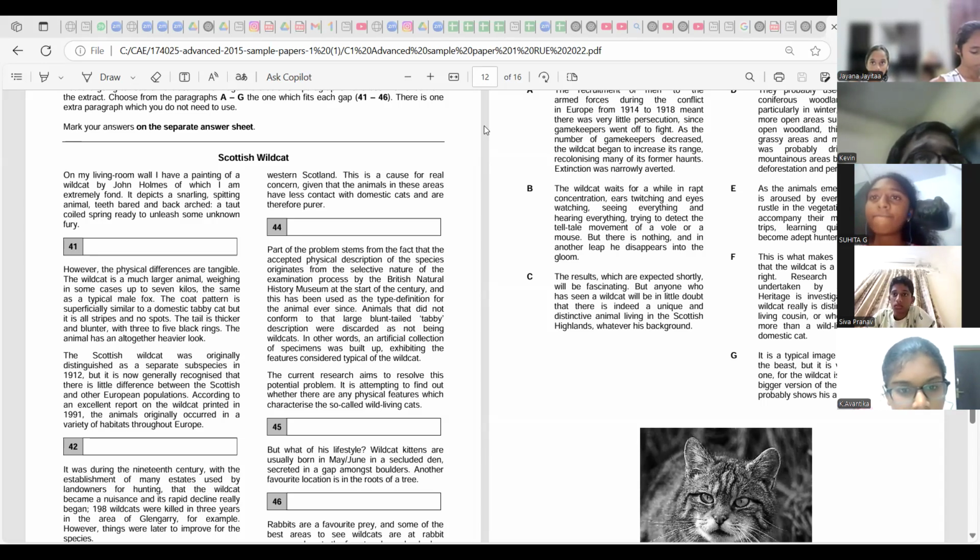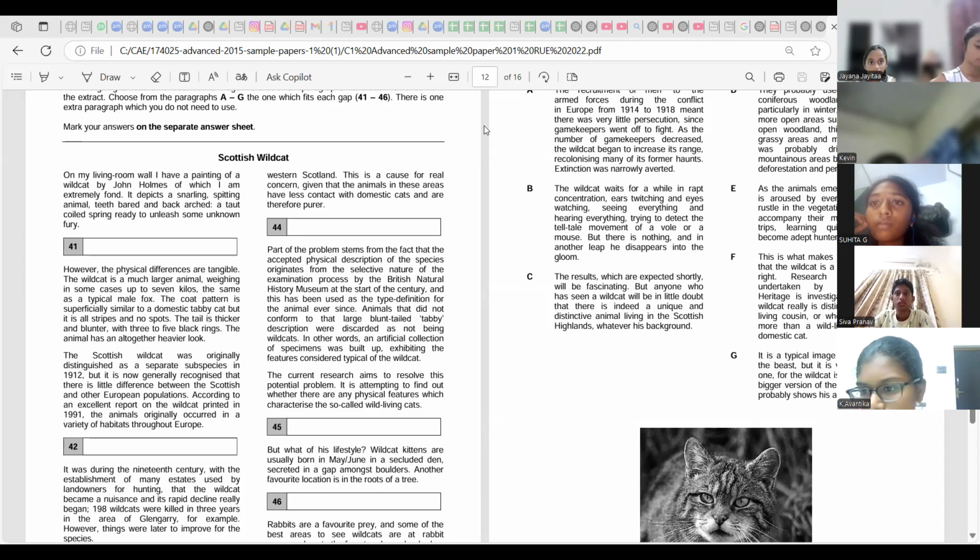But let's figure this out. Part of the problem stems from the passage, they talk about pure cats, domestic and wild cats. They are going to compare it in question 44, and they are going to place a problem when comparing in 44. This is a huge paragraph. You have to be very careful.